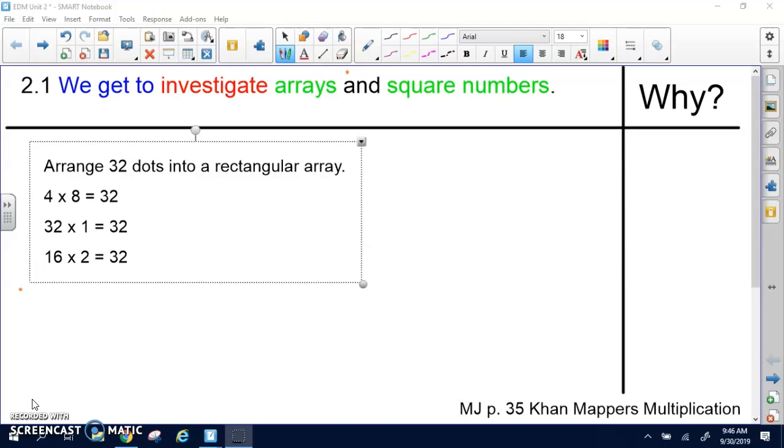In our warm-up today, we were to arrange 32 dots into a rectangular array. What were we doing here? Why is that important? What was our thought process with this? Some of us even got to the way our thinking was. Yes? We always got to 32 in different ways. I love that. Okay? I'm going to label these in a moment. We're going to learn about factors today.